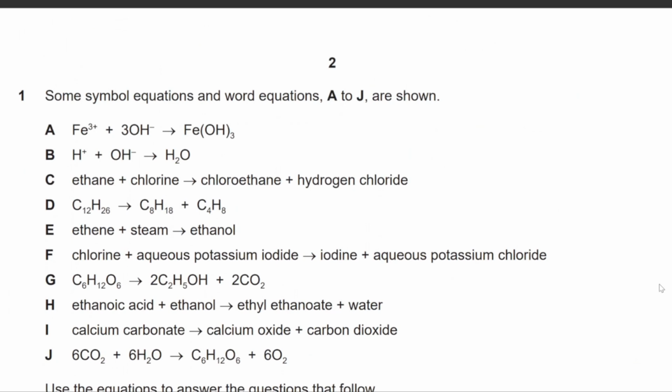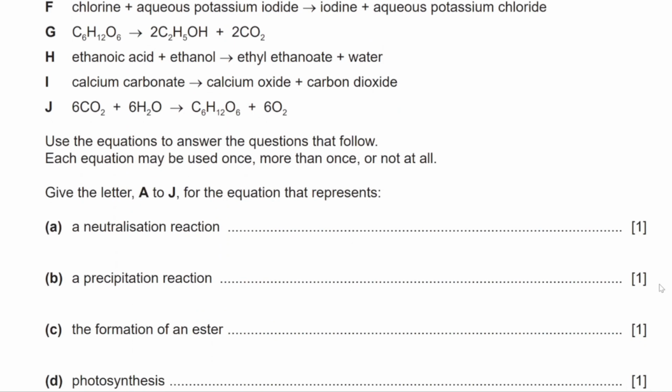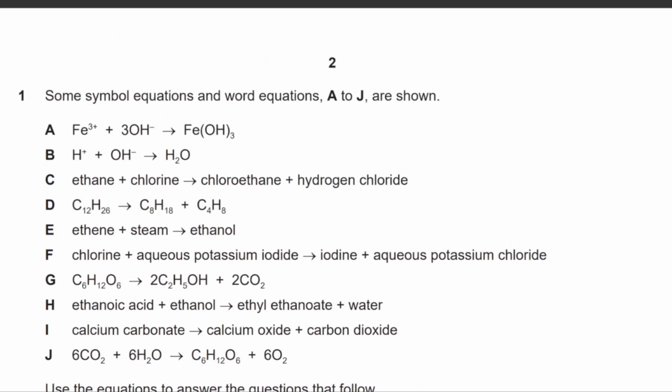Some simple equations and word equations A to J are shown. Use the equations to answer the questions that follow. Each equation may be used once, more than once, or not at all. Give the letter A to J for the equation that represents part A, a neutralization reaction.